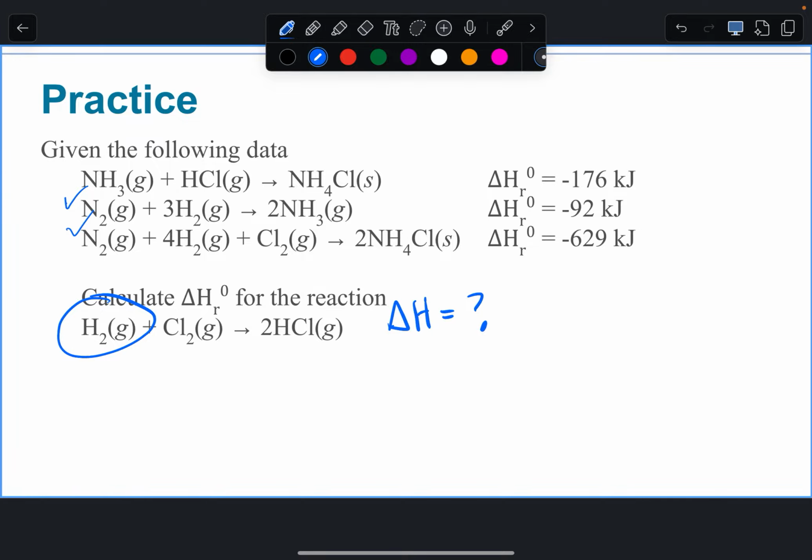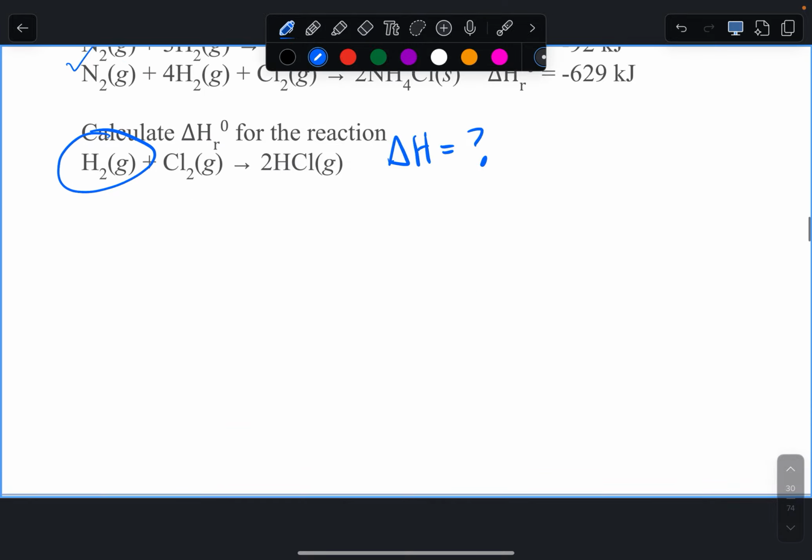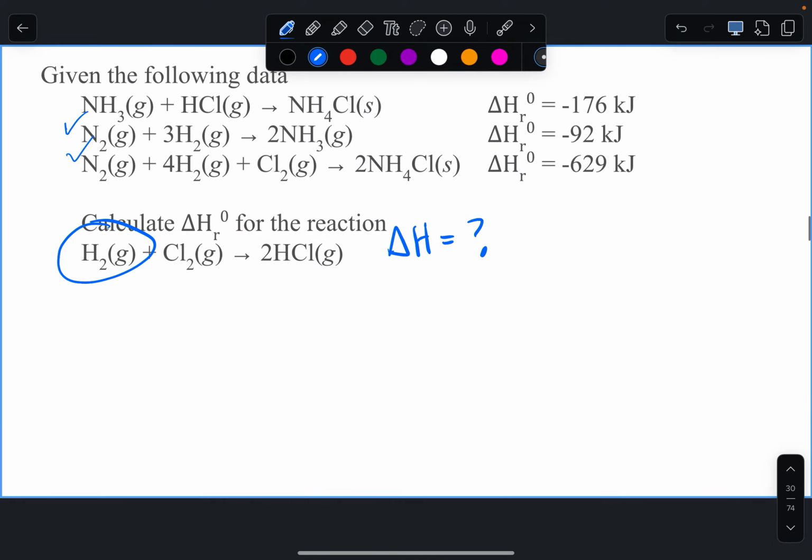Okay, so we'll start with this one on Monday and do 1 or 2 more practices and then do the third type.